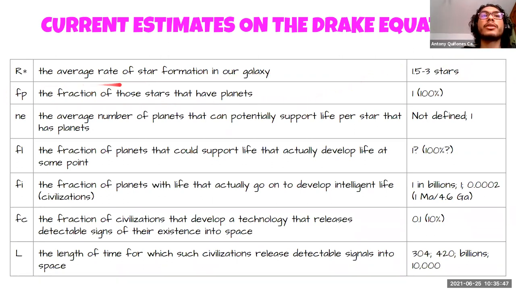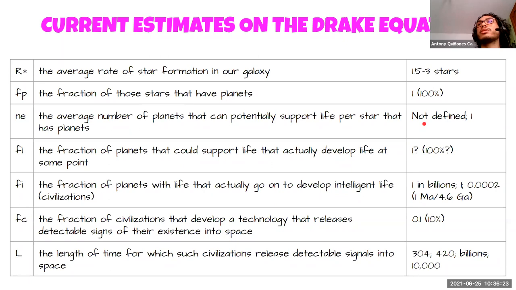Now, how many of those stars have planets? It is considered to be 100% because stars that don't have a planet are actually the exception instead of the rule. And now, the average number of planets that can potentially support life per star that has planets. This is not defined because there are so many things you have to take into account.